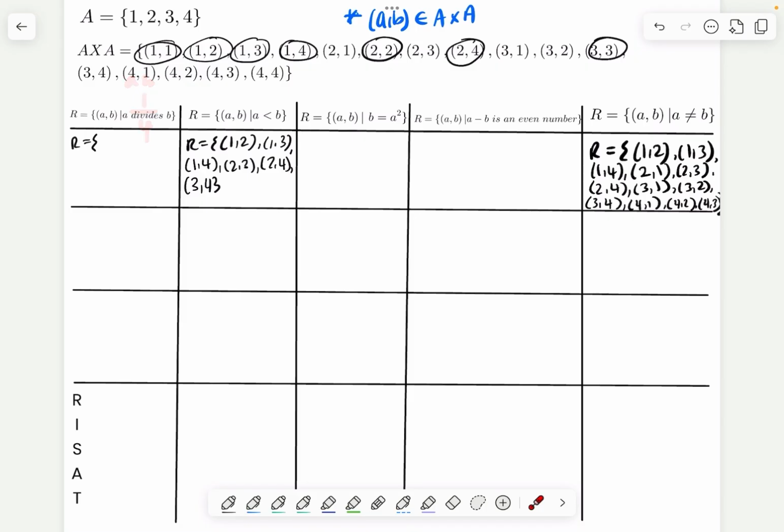Does 4 divide 1? No. Does 4 divide 2? No. Does 4 divide 3? No. Does 4 divide 4? Yes. So only the ones circled are going to go into this set.